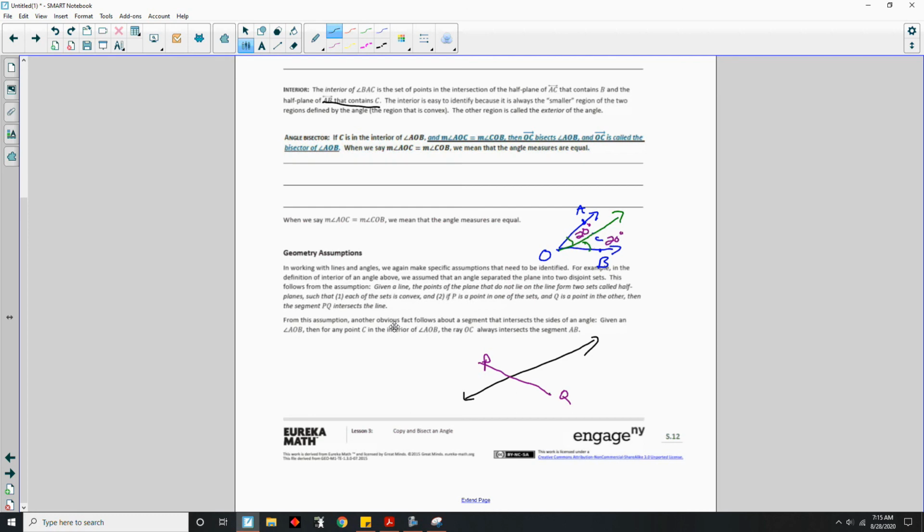From this assumption, another obvious fact follows about a segment that intersects the sides of an angle. If given angle AOB, like right here, then for any point C in the interior of angle AOB, the ray OC always intersects the segment AB. Okay, so that means that if I drew a line segment now from A to B, then my ray that bisects the angle is going to intersect that segment. It's going to cross it, and it did.